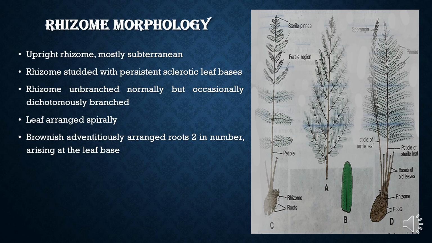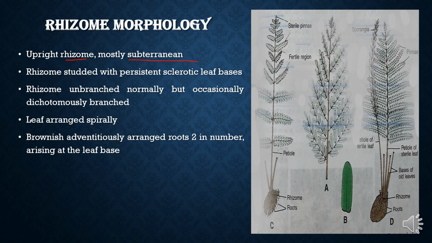About the morphology, the plant body is divided into rhizome, leaf and root. As a rule, the rhizome is either upright or it may be subterranean, depending upon the species.